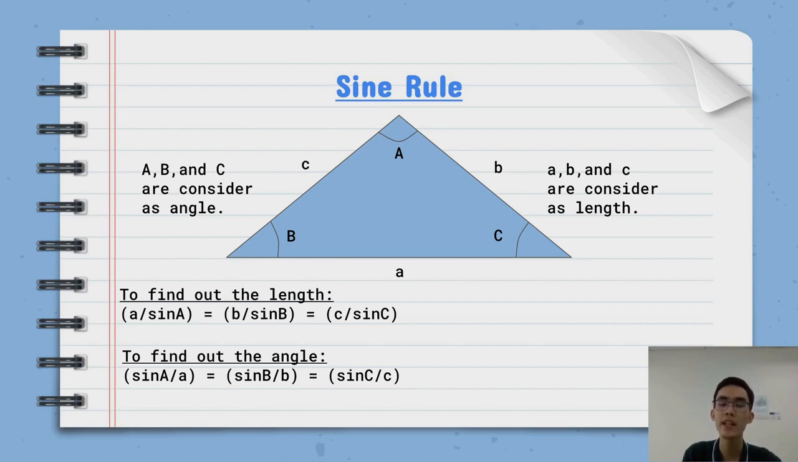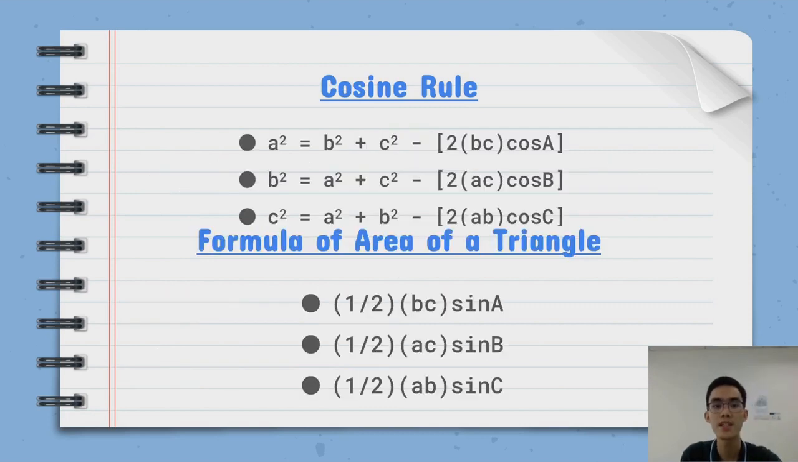To find out the length and angle of the triangle, we can use the formula that I showed on the screen. Now I'm showing you the cosine rule equations. There are 3 of them, and I can use them to find the length of the triangle or the angle of the triangle. And the formula for the area of a triangle, we can use it to find the angle of a triangle or find the area if the triangle is not an accurate 90 degrees.